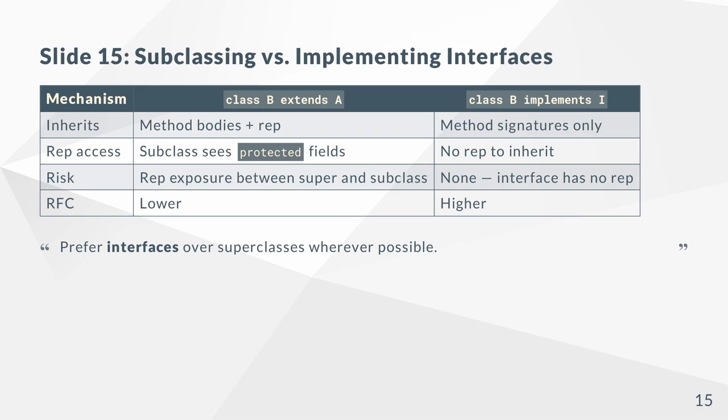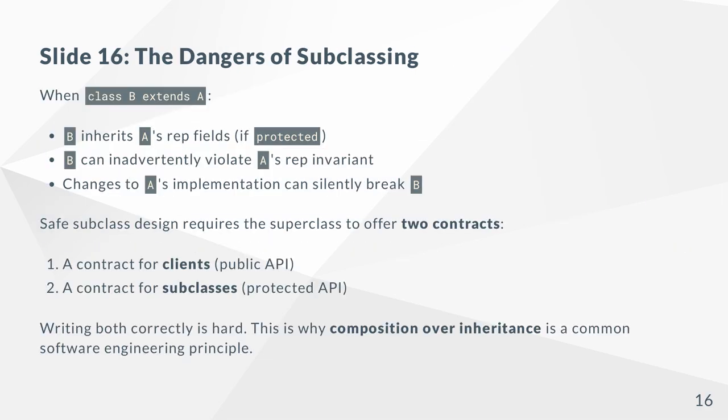The risk of accidentally violating a superclass's invariant through inheritance is significant. When you extend a class rather than implement an interface, the superclass must maintain two separate contracts. One contract for clients, the public API, and one contract for subclasses, the protected API. Writing both correctly is hard. The subclass can inadvertently reach into the superclass rep through protected fields and corrupt its invariants. This is why composition over inheritance is a common software engineering principle. Wrapping an object is safer than extending it.